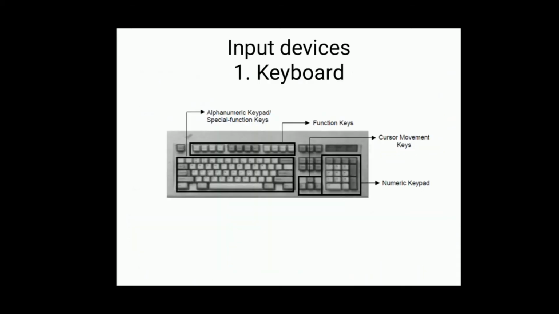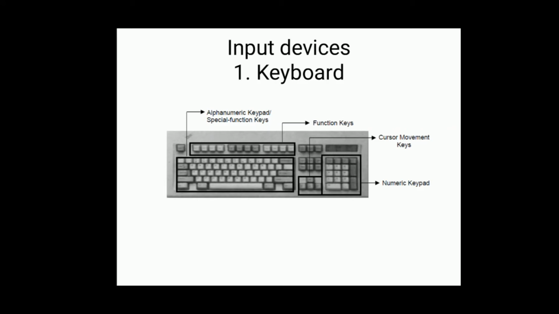The first input device is the keyboard. The keyboard is primarily for inputting text by pressing a set of keys. In general, a computer keyboard has the following keys. First, alphanumeric keys, which include letters and numbers.